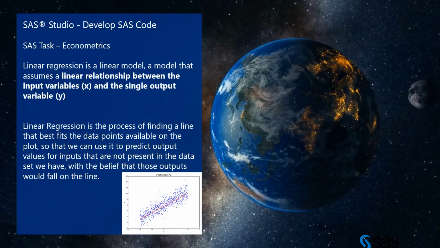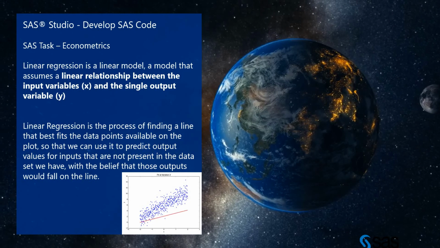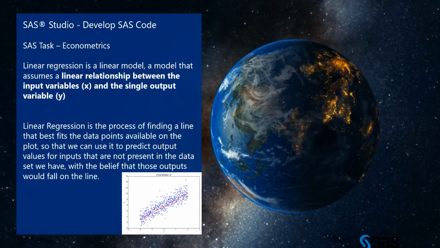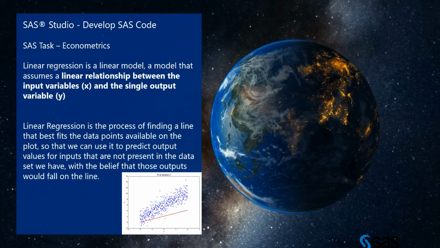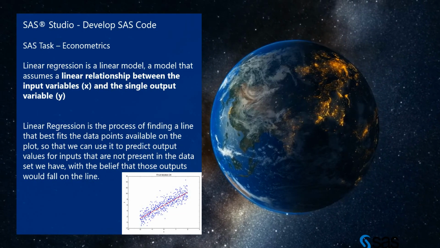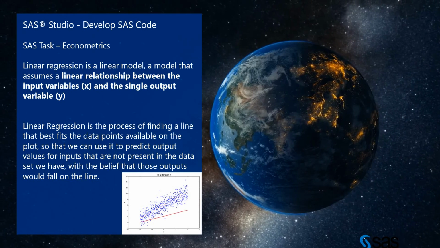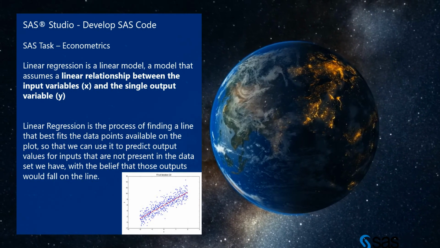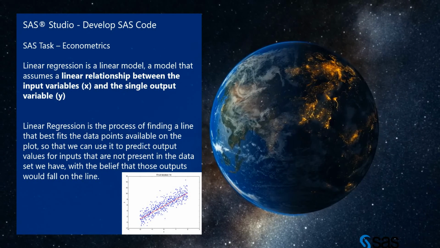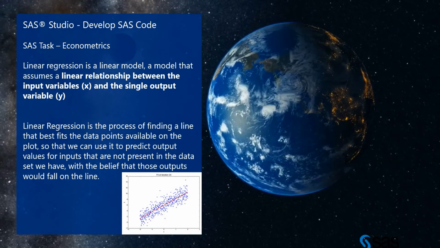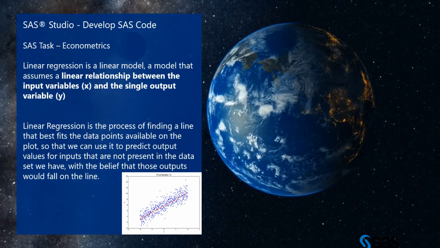Linear regression is a process of finding the line that best fits the data points available on the plot, so that we can use it to predict output values from inputs that are not present in the data set we have, with the belief that those outputs will fall on a line.